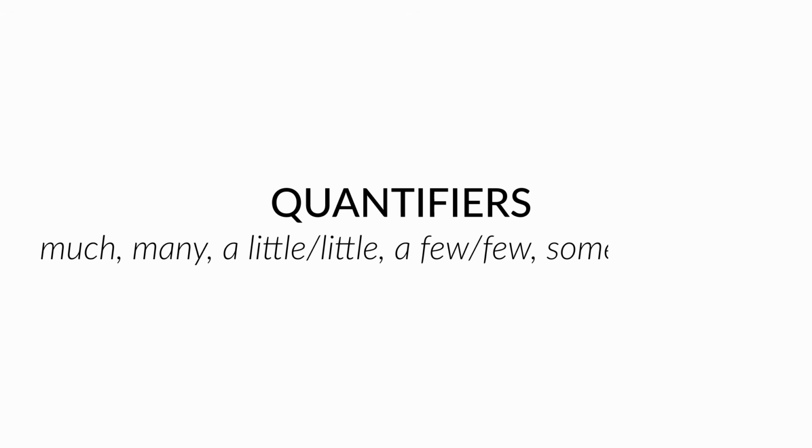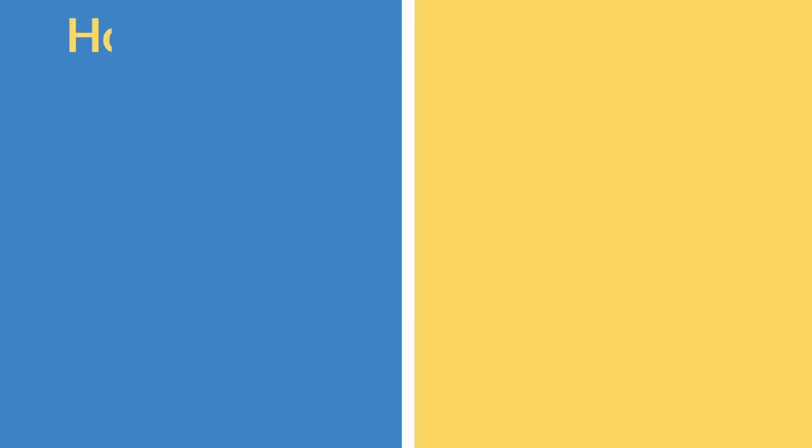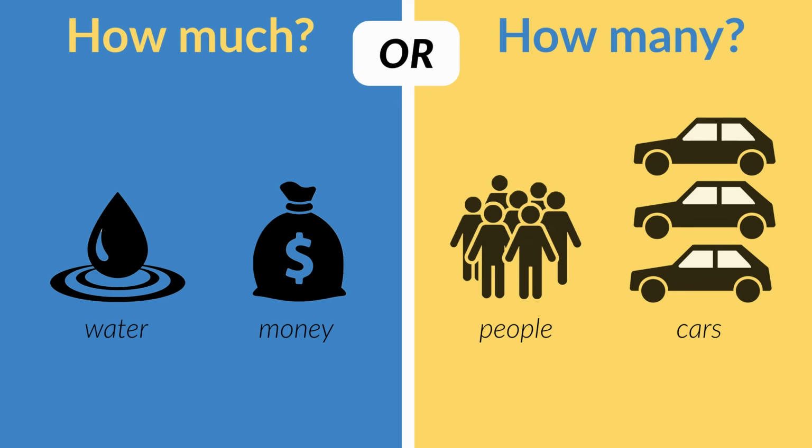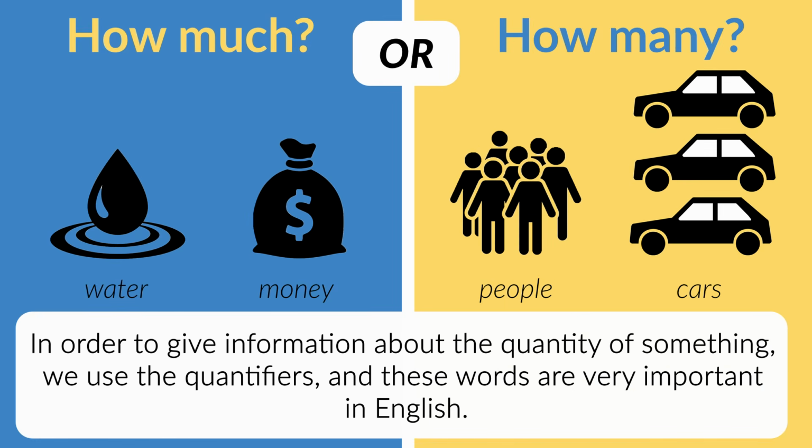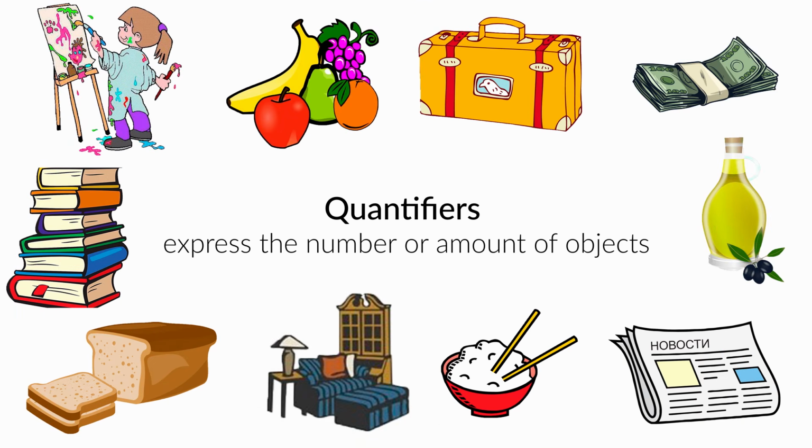Quantifiers: much, many, a little or little, a few or few, some, any, every, how much, how many? We often use these questions in our everyday life. In order to give information about the quantity of something, we use quantifiers, and these words are very important in English. Quantifiers express the number or amount of objects.